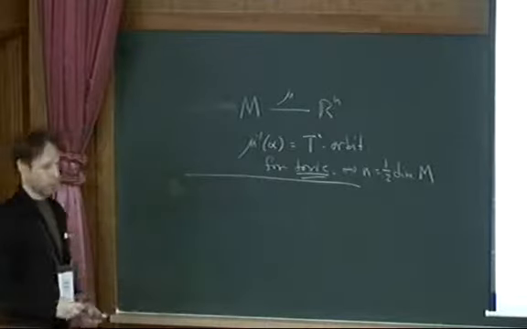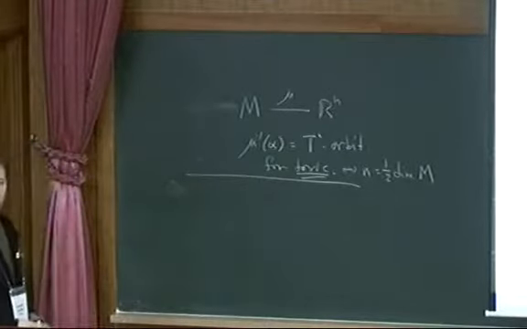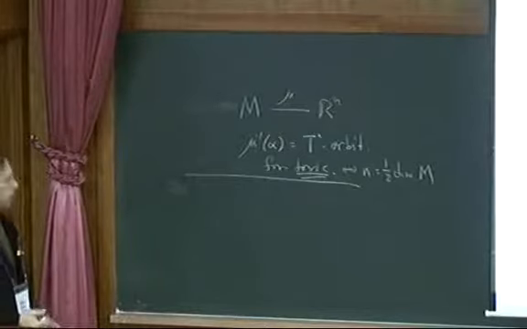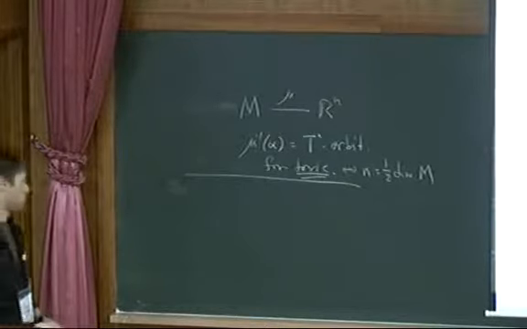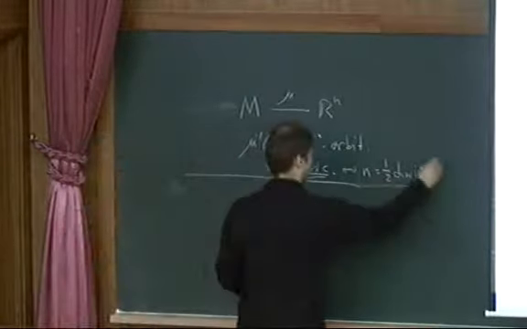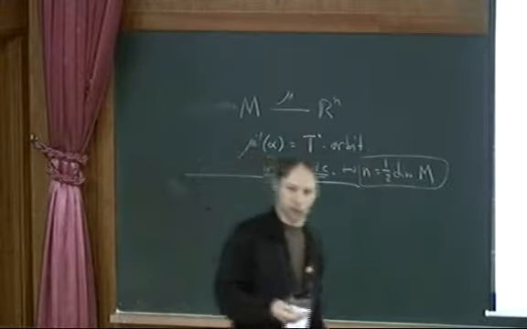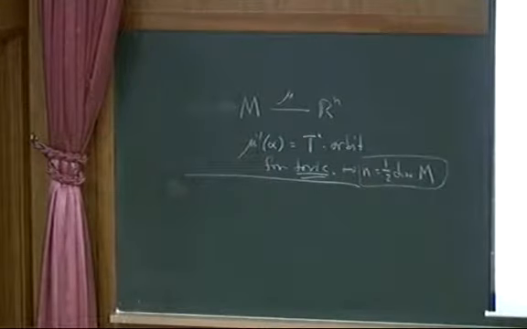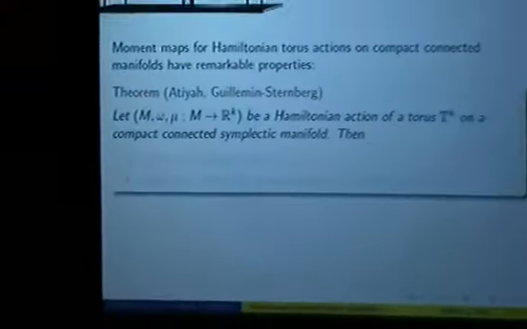But what I want to do is switch back to just commuting circle actions, commuting Hamiltonian flows, where this condition does not necessarily hold. For example, you could have just one circle action on a 6-dimensional manifold, or a 2-torus action on a 10-dimensional manifold. So these moment maps have rather remarkable properties.